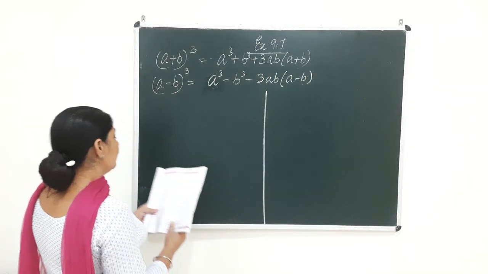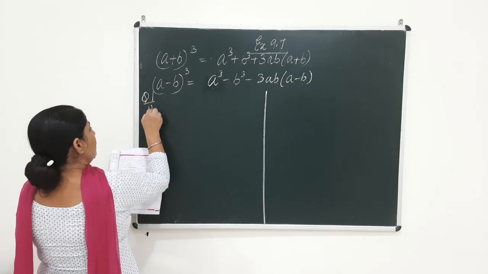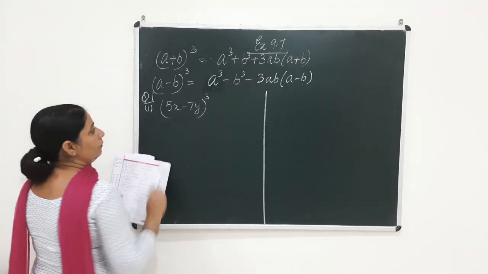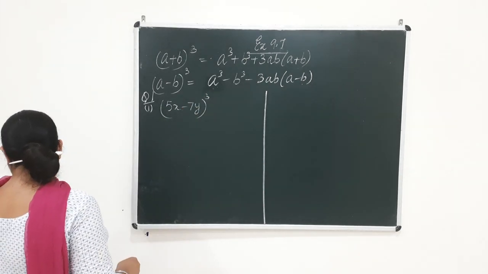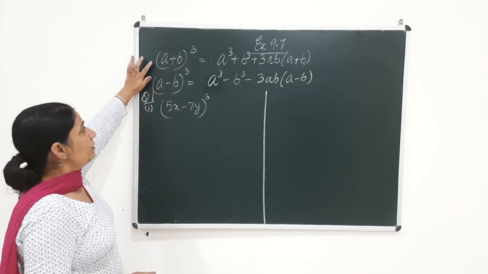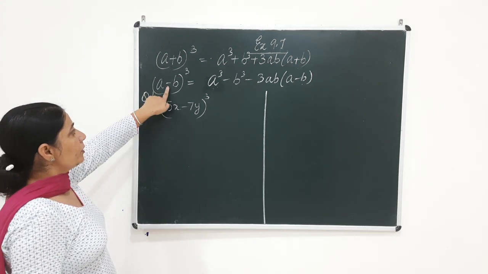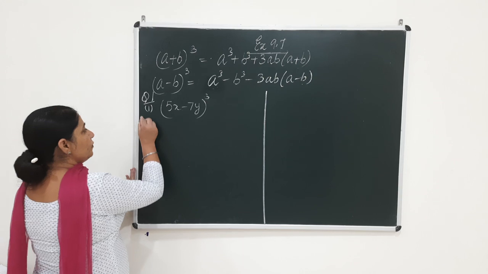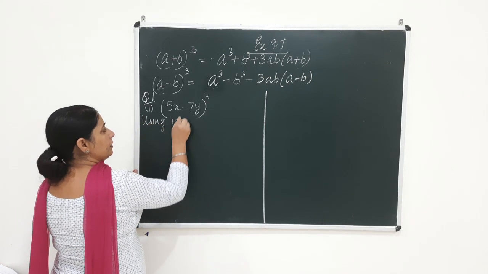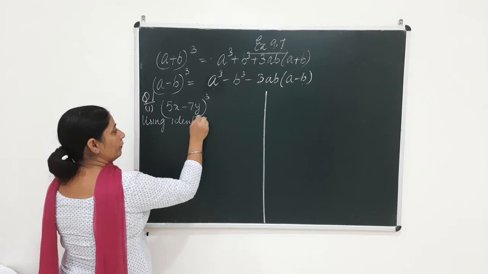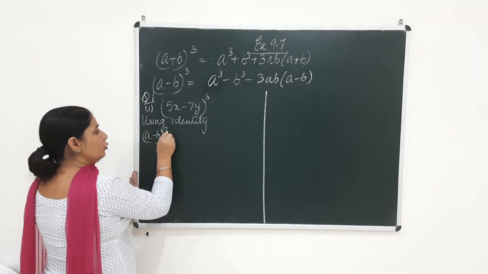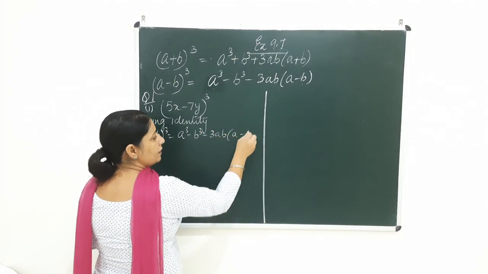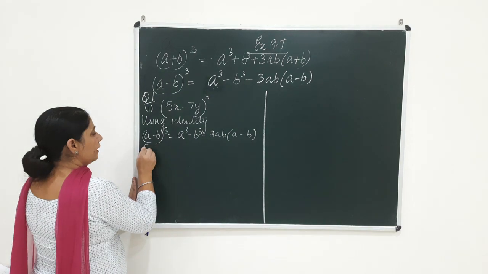Now first of all, beta, I will take up the first sum of question number 1, which is 5x minus 7y the whole cube. Right? In 5x minus 7y the whole cube, beta, I will see whether I will be using the first or the second. Now because there is a minus sign here, that means I will be using my second identity. So first of all, I will write using identity: a minus b the whole cube is equal to a cube minus b cube minus 3ab bracket start a minus b. Now let us put the values, beta.